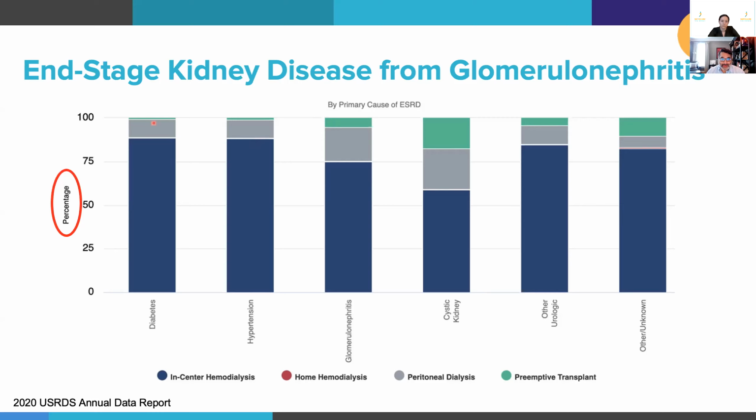And you can see with diabetes and hypertension, those percentages are much smaller. So I feel like this is at least one place where we're doing well with GN patients who are entering end-stage kidney disease.